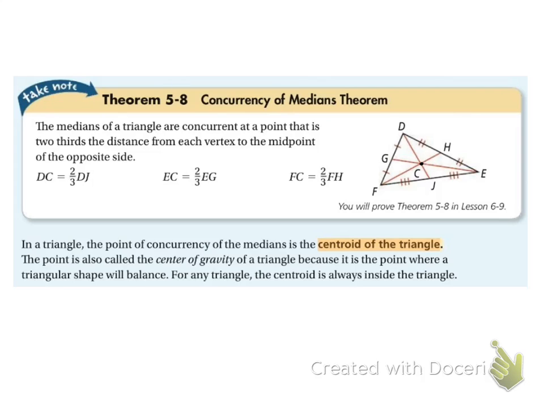So we have these little equations here we can use. That DC is 2/3 of DJ, the whole thing. Instead of trying to memorize exactly how I'm supposed to multiply it, I just draw it out and picture it as thirds. So the centroid of the triangle is where the medians meet up.